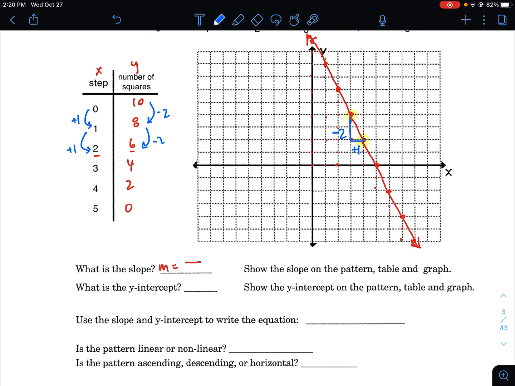The change in y is -2. The change in x is +1. What is -2 divided by +1, or -2/1? That's just -2.